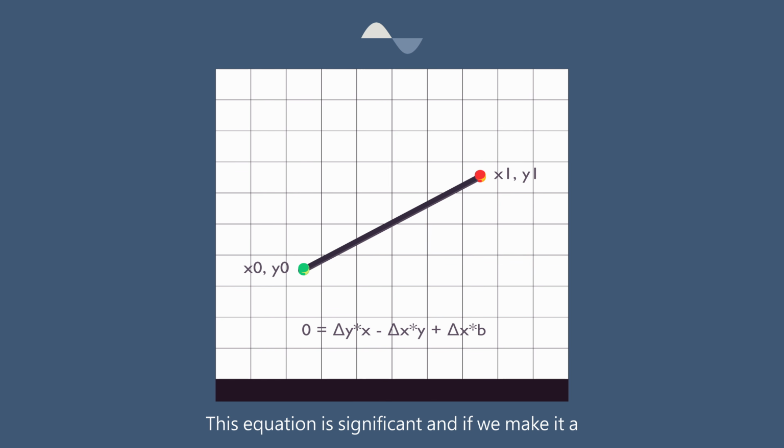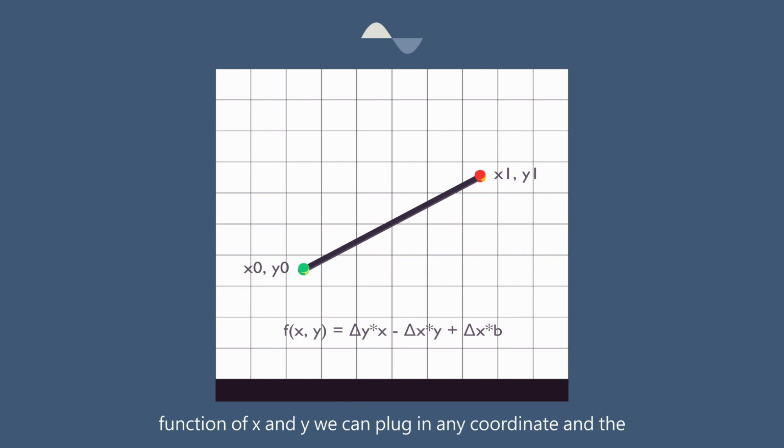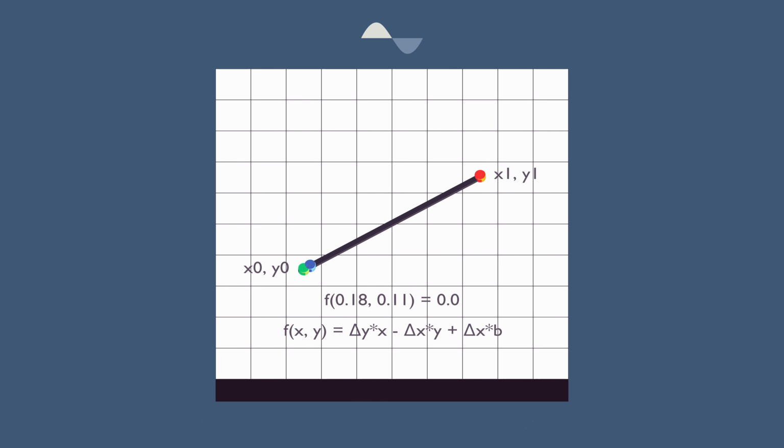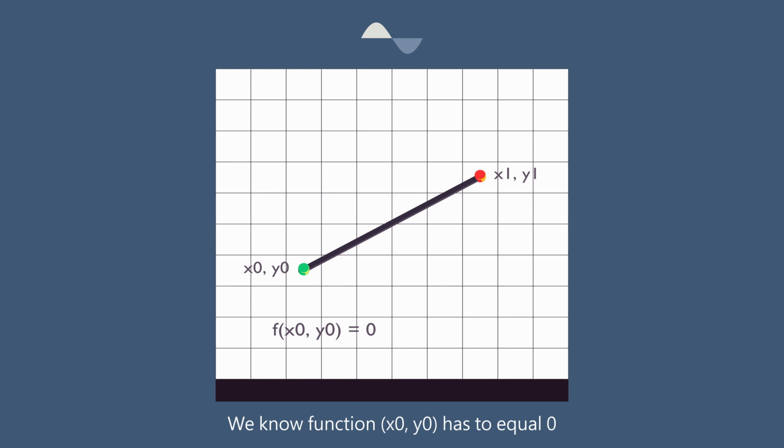This equation is significant in that if we make it a function of x and y, we can plug in any coordinate and the equation will return 0 if that coordinate lies on the line. We know function x0, y0 has to equal 0 since it defines a point on the line, and since it is most derivative, this algorithm only works when the absolute of delta x is greater than the absolute of delta y, and when these changes are positive. We subsequently also know that the gradient m is at most equal to 1.